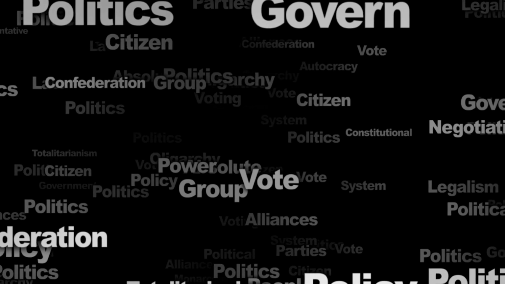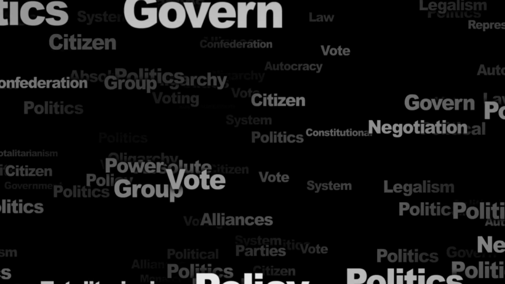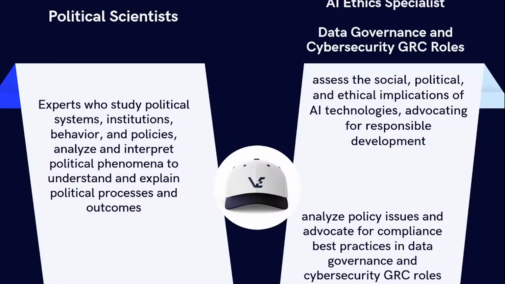Again, if you're a political scientist and you're thinking of switching into tech, you can think about these roles. You can look into becoming an AI ethics specialist or a data governance person or a cybersecurity GRC.